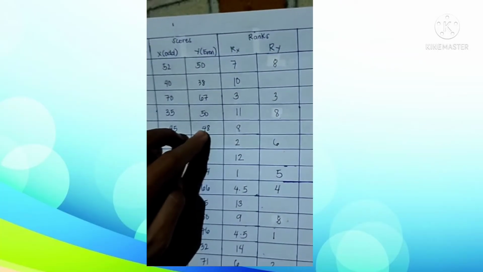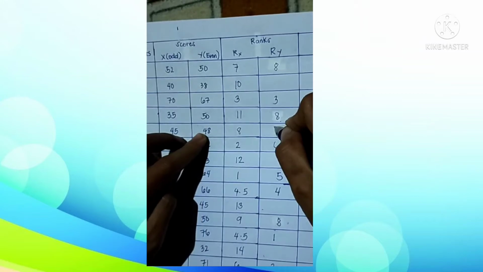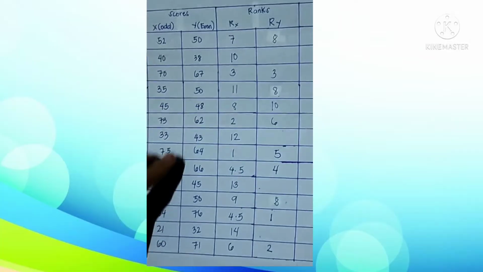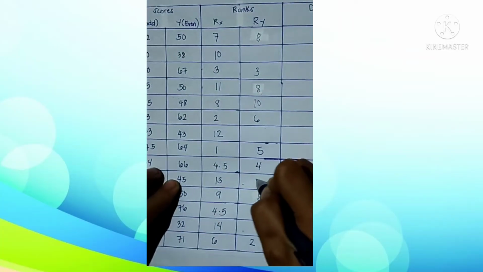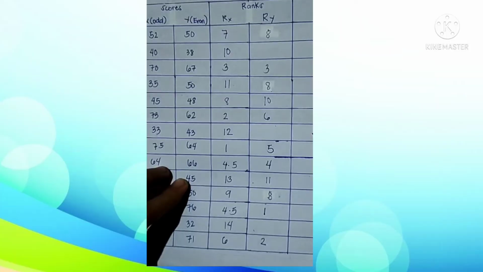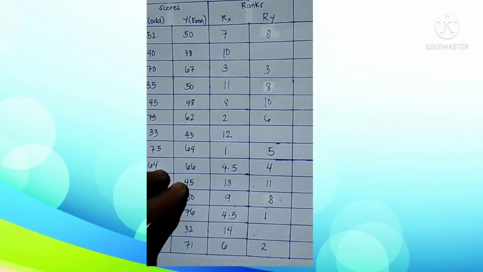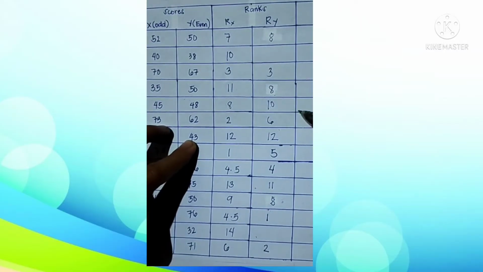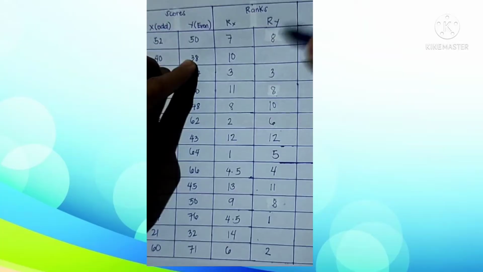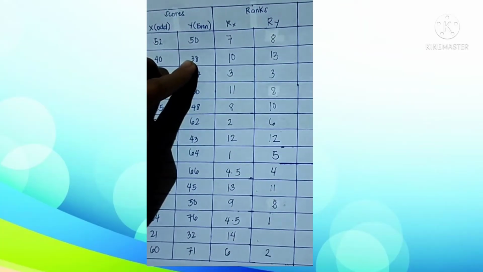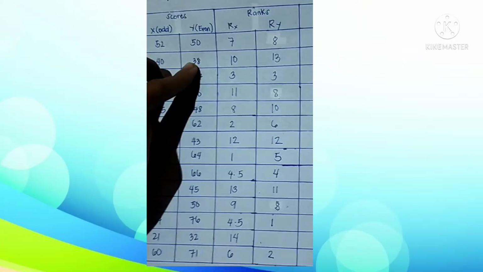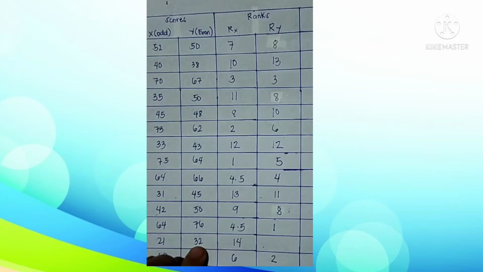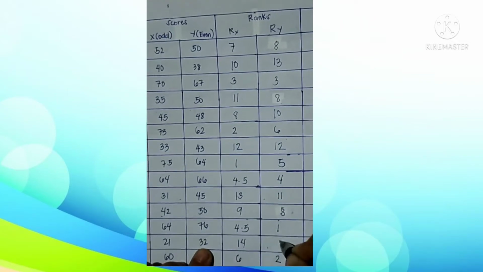48. Going to have rank 10. Next, we're going to find the rank 11, which is 45. Next is 43. Rank 12. Next, 38. Rank 13. Next, the lowest number is 32, rank 14.